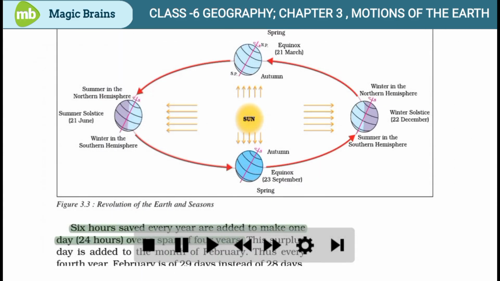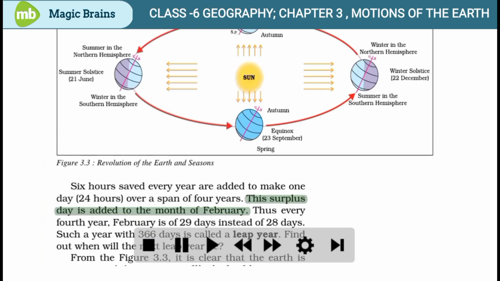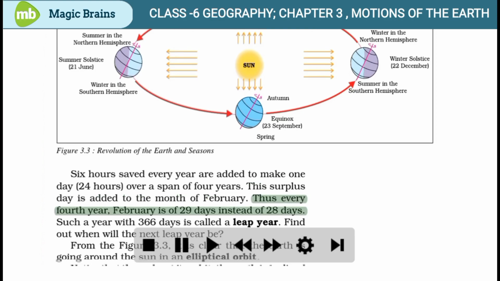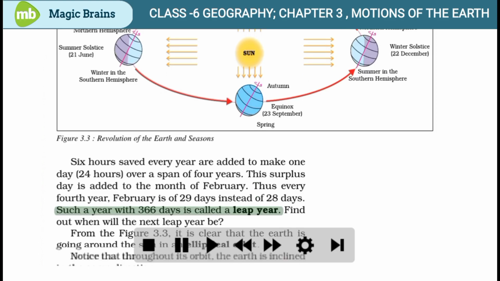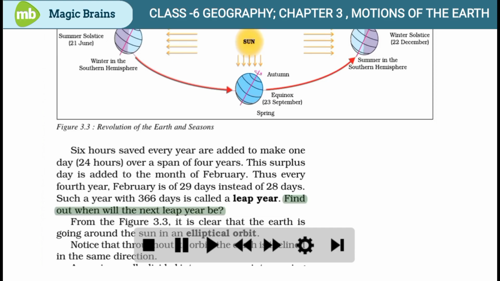Six hours saved every year are added to make one day, that is 24 hours, over a span of 4 years. The surplus day is added to the month of February. Thus, every 4th year, February is of 29 days instead of 28 days. Such a year with 366 days is called a leap year. Find out when will the next leap year be.